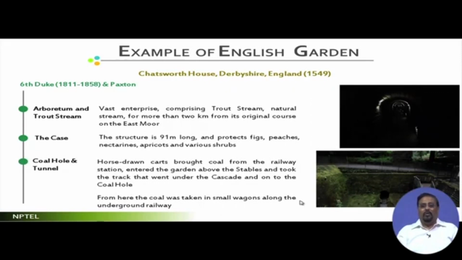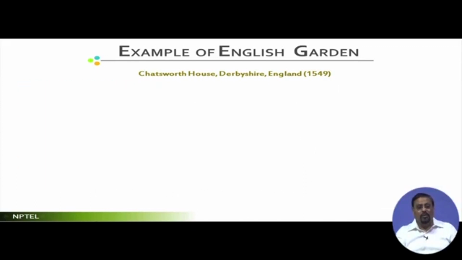Another thing which we have found in the example of Chatsworth is the coal hole and the tunnel. In this, basically they had chariots that used to carry the coals through this particular tunnel, and that became a part of the landscape because it used to pass through the large area. So the idea was that horse-drawn carts would bring the coal to this area, and then small containers would carry the coals through. But this coal hole became an integral part of the landscape, though it has not really been identified as an element that is a must for English landscape. But of course in Chatsworth we have found this as an example.